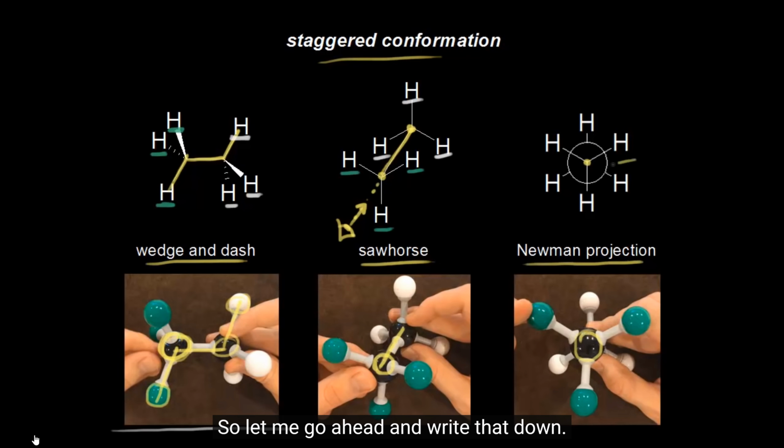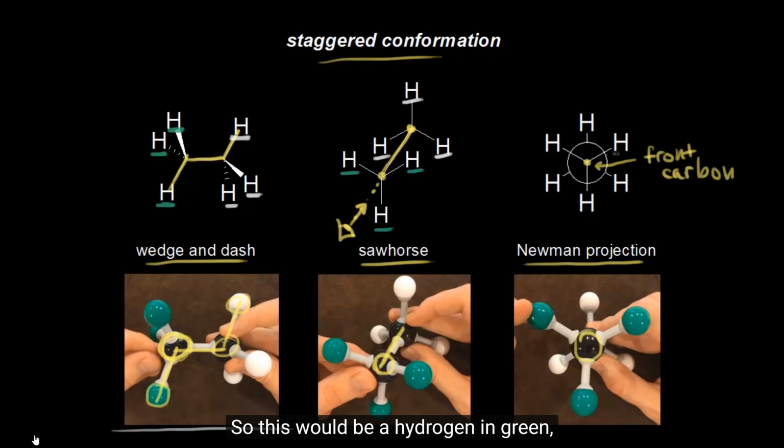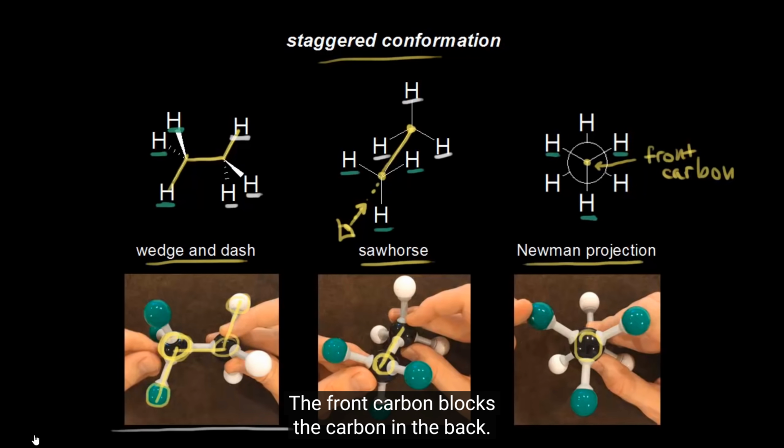So let me go ahead and write that down. So this point represents the front carbon. And the front carbon is bonded to our hydrogens in green. So this would be a hydrogen in green, so is this one, and so is this one. The front carbon blocks the carbon in the back.